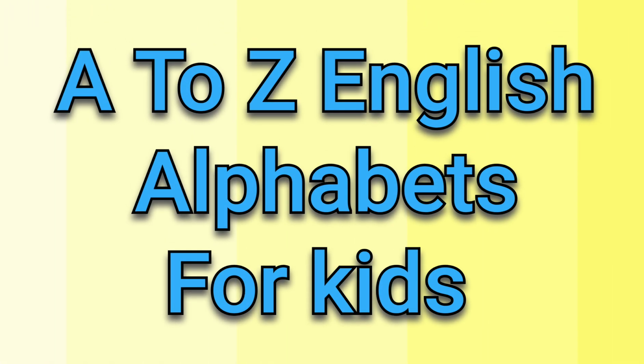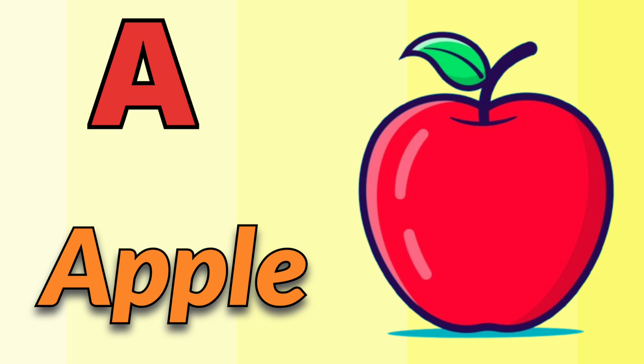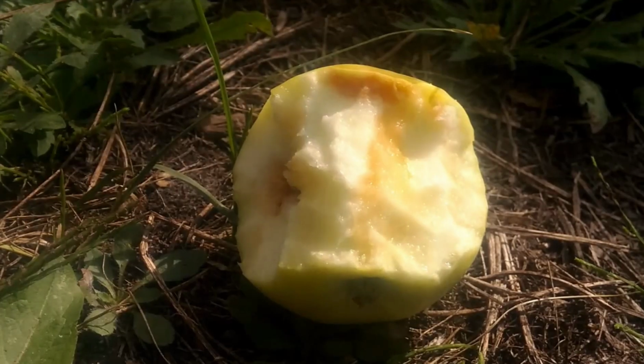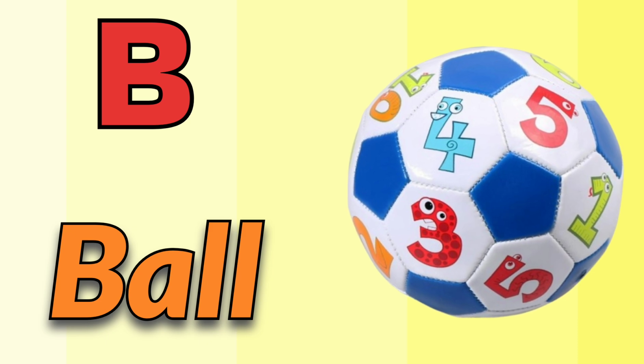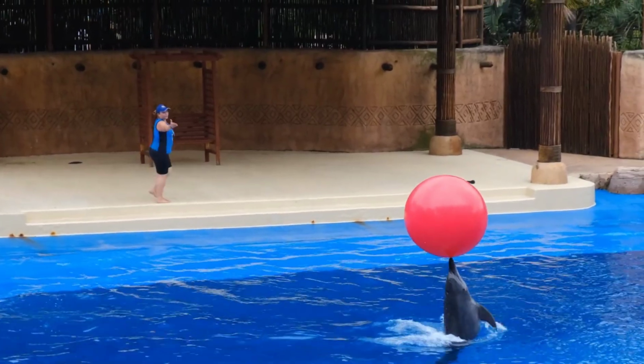A to Z English alphabets for kids. A for apple, apple. B for ball, ball, ball.